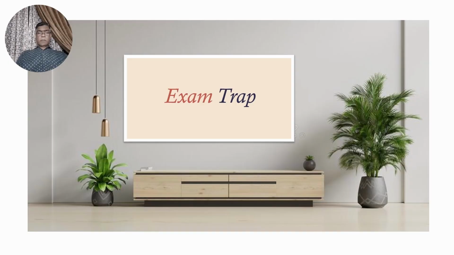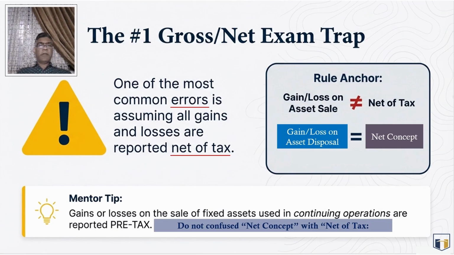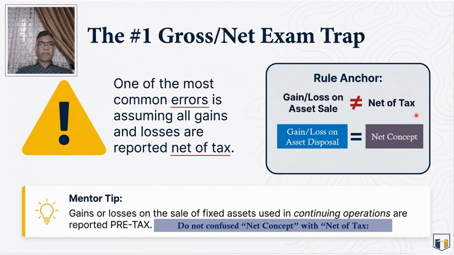Now we will discuss the exam trap. Here is the common trap: net concept and net of tax. The question gives you numbers. Students rush to calculate, but the real test is classification. This is why 99% make mistakes. Slow down, identify the gate first, then proceed.